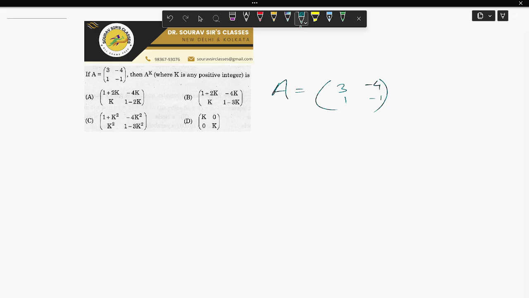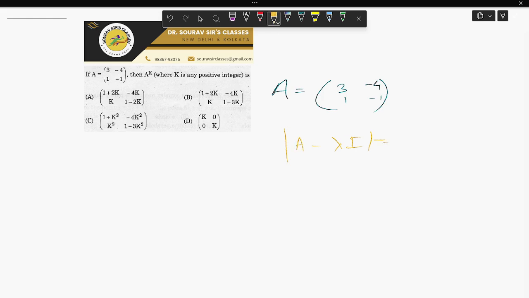So now check if A is diagonalizable or not. A matrix A is diagonalizable if it has two linearly independent eigenvectors. To check this, we first find the eigenvalues and the eigenvectors of A. So now we are going to find the eigenvalues. We have to compute the characteristic equation first, that is the determinant of A minus lambda I.